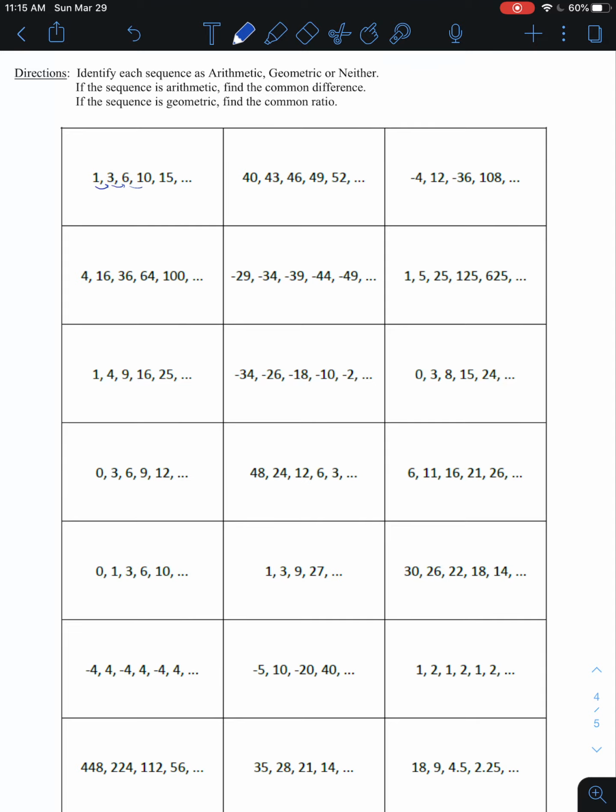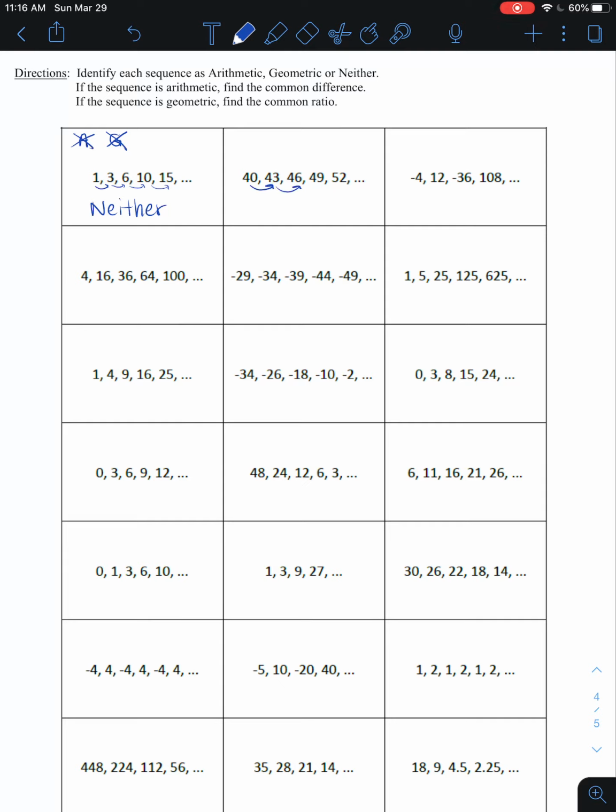If I looked at this pattern, I'm not adding by 2, right? 1 plus 2 is 3, but 3 plus 2 is not 6, so it's not arithmetic. Now, if I thought geometric, 1 times 3 is 3, but 3 times 3 is not 6, so it's not geometric. So if there's no r and no d, no common ratio, no common difference, you're just going to write neither.